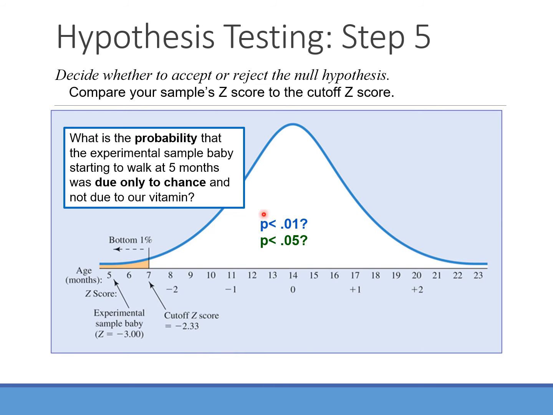Okay. What is the probability that the experimental sample baby starting to walk at 5 months was due only to chance and not due to our vitamin? Well, it's less than 1%. There's less than 1% chance that our baby was just by chance able to walk at 5 months old. What does this tell us about our null hypothesis? Do we accept or reject the null hypothesis?